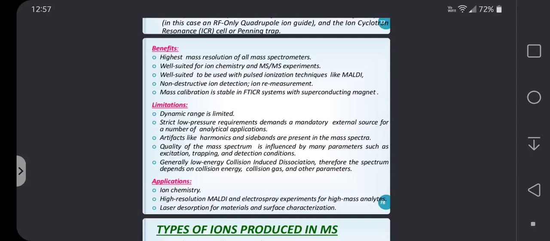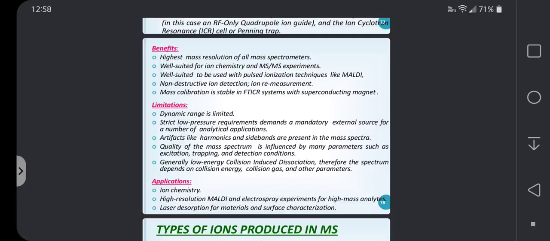The limitations are that dynamic range is limited. Strict low pressure requirements demand a mandatory external source for a number of analytical applications. Artifacts like harmonics and sidebands are present in the mass spectra. Quality of the mass spectrum is influenced by many parameters such as excitation, trapping, and detection conditions. Generally, low energy collisions induce dissociation. Therefore, the spectrum depends on collision energy, collision gas, and other parameters.